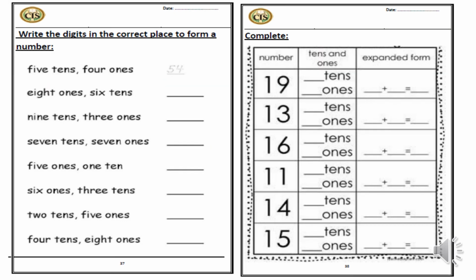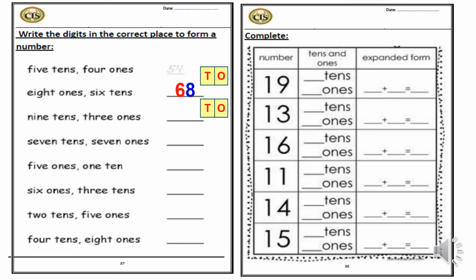Next, write the digits in the correct place to form a number. Let's see the example. We have here 5 tens, 4 ones. So we have 5 in tens and 4 in ones, so the number will be 54. Okay, we put our places. 8 ones, 6 tens. So we have 6 in tens and 8 in ones. So the number will be 68.